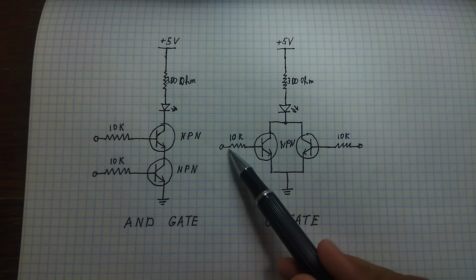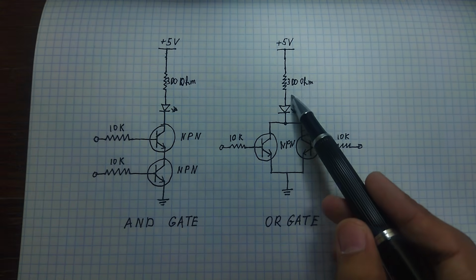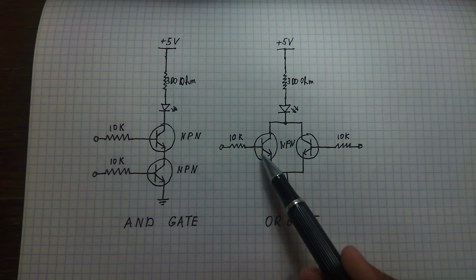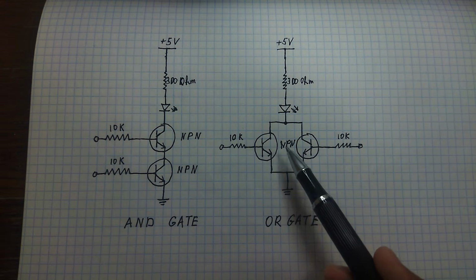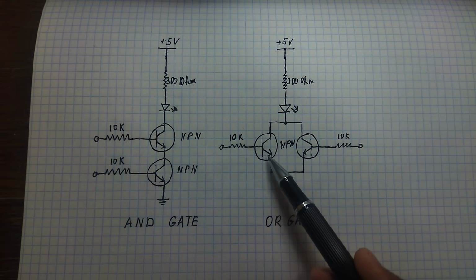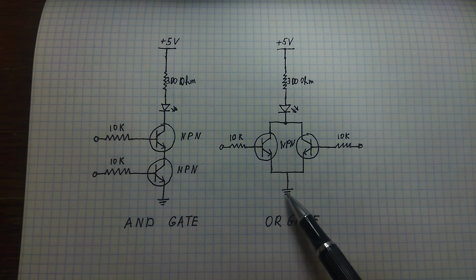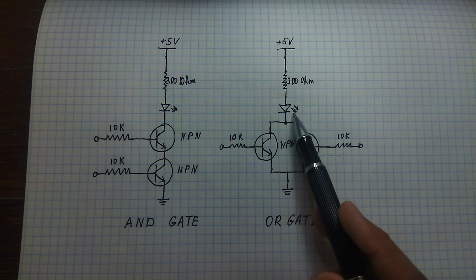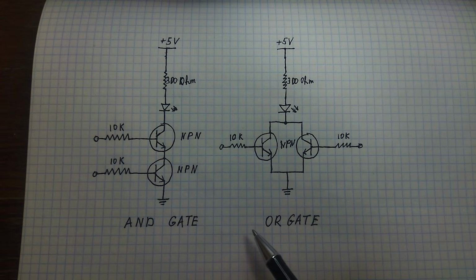So when we apply external signal to the first transistor base, the LED will turn on because the current will flow through the resistor and through the LED, and since this transistor is turned on with the help of the external signal, the collector emitter junction is fully opened and the current can flow to the negative side of the source. So even if we open both transistors, the LED will turn on. So this is everything you need to know about AND and OR logic gates.